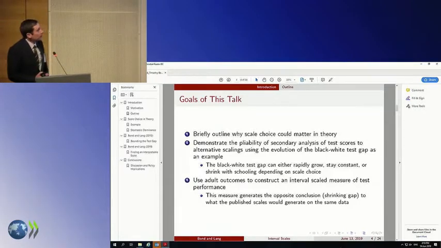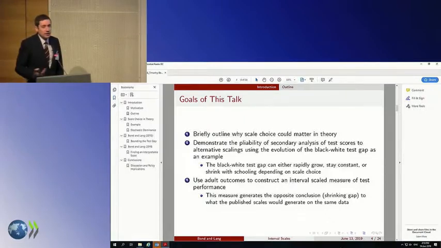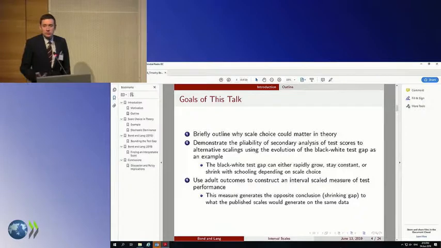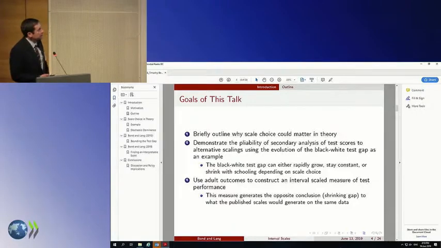And then we're going to move on to talking about how we can use adult outcomes to construct an interval scale that economists might care about. It turns out that on that scale, we find that the gap in the black-white test scores is shrinking throughout schooling, which is the opposite of what you would find if you just used the published scale, which suggests that these scale differences really do matter for policy interpretations.